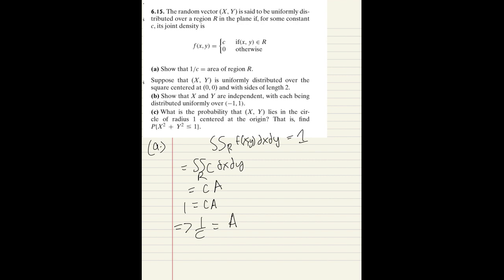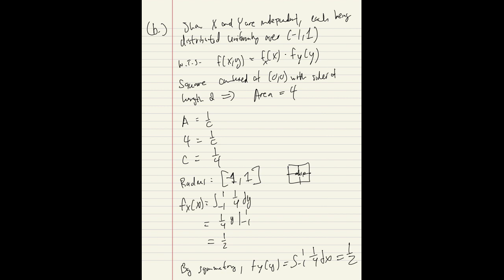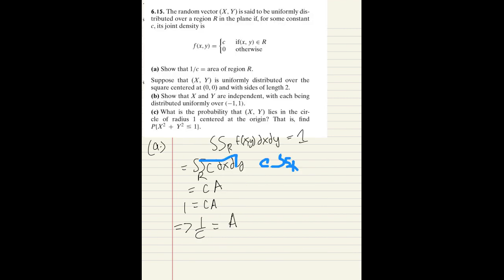So factor c out, and then this region over r. I can't really write it easily, but that would be equal to a, the area. So we have 1 is equal to c times a. Then we rearrange to get 1 over c is equal to a. That's part A.